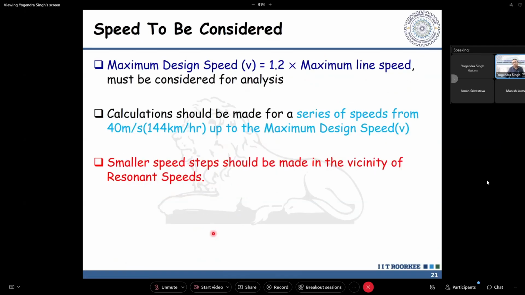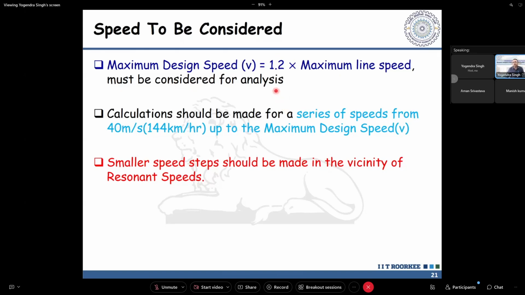Now, the guidelines, the UIC and Eurocode guidelines, provide how the analysis will be performed. If I have to evaluate or design a bridge for some line speed, say 100, 200 or 220 kilometers per hour, the maximum speed we have to consider in the analysis should be 20% higher than the speed for which we are designing. So it should be checked up to 1.2 times the speed.